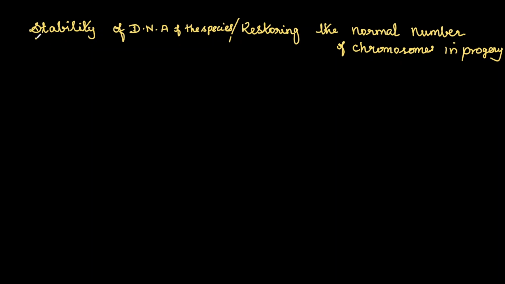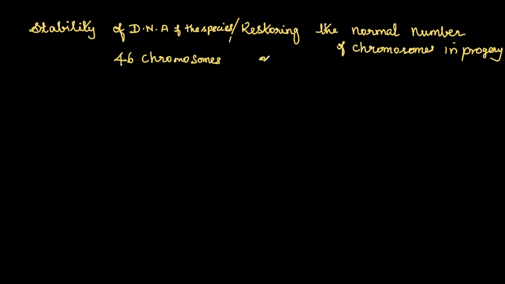So we are going to see the stability of DNA of the species, or the restoring of the normal number of chromosomes in progeny. Each offspring will get the same number of chromosomes from the parents. How is it possible? We are going to see that. Human beings have 46 chromosomes.